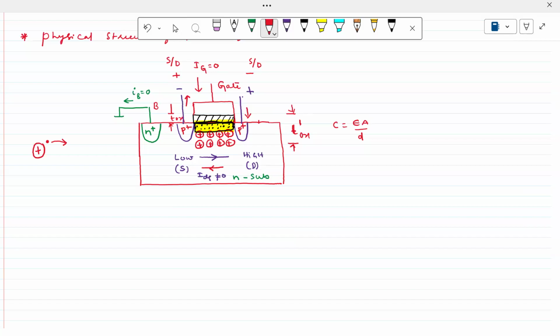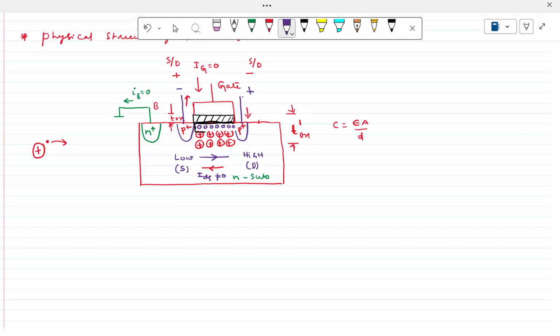And what are the carriers that we have here? If the capacitance is less, then equal and opposite charge must be provided below the silicon dioxide. That's the reason why holes are contributed to form a channel, right? Holes are contributed below the oxide. These are the free carriers that are available here. Am I right? What is the type of the free carriers? Holes.